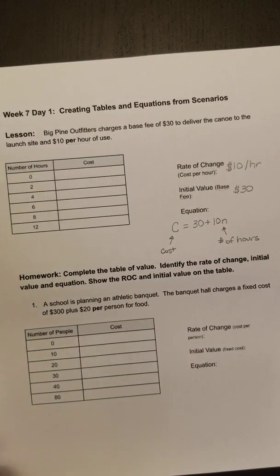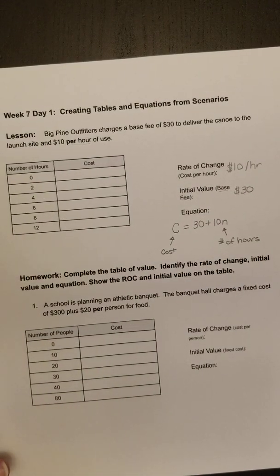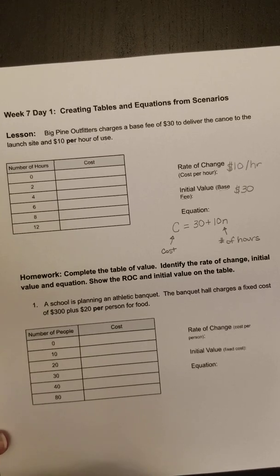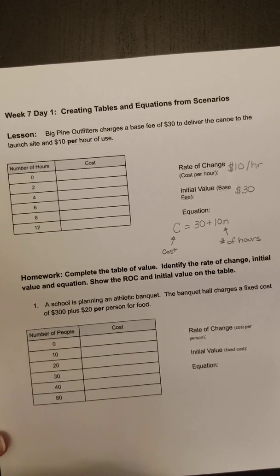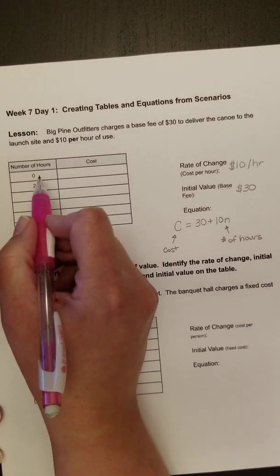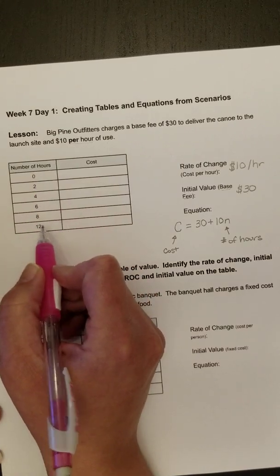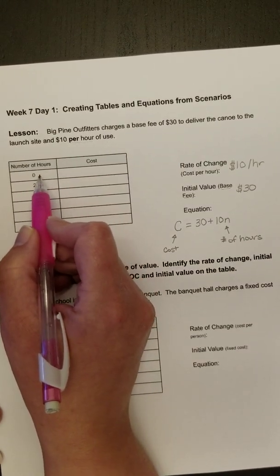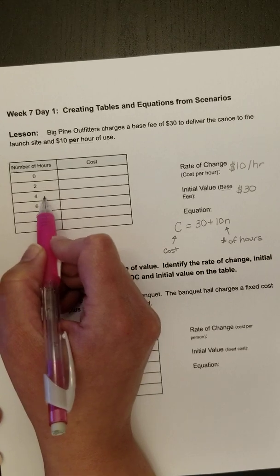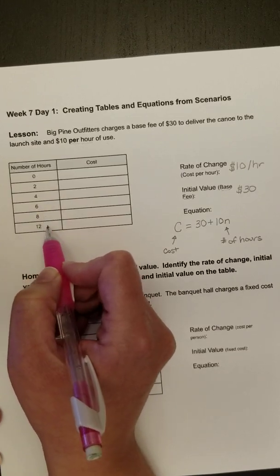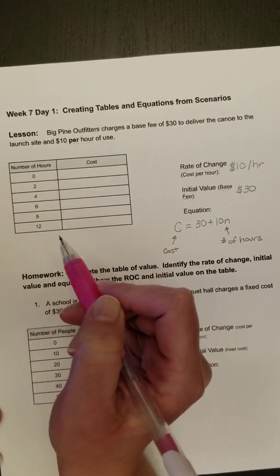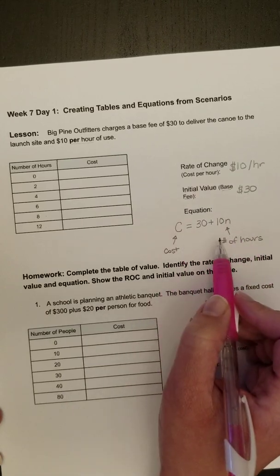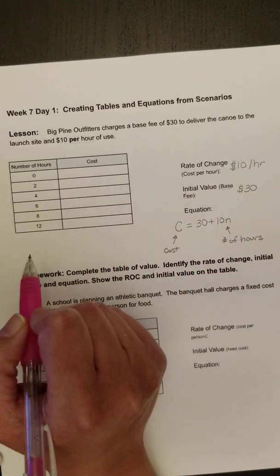Now that I've done that, I want to come up with the table that would represent this situation. We've got the left-hand column filled in. It asks for what's the cost for 0 hours, 2 hours, 4 hours, 6 hours, 8 hours, and 12 hours. Each time I'm going to use this equation to come up with the cost.